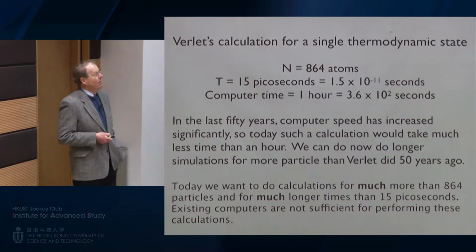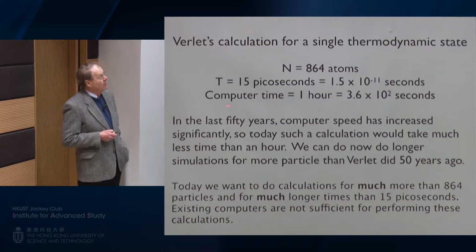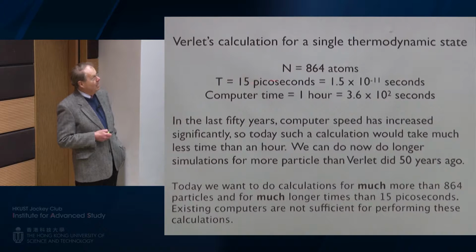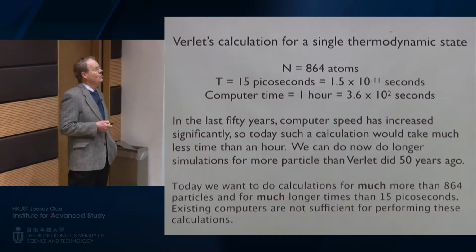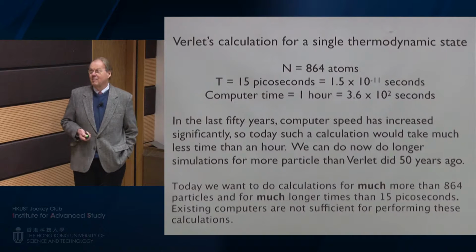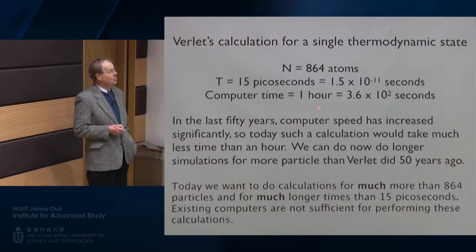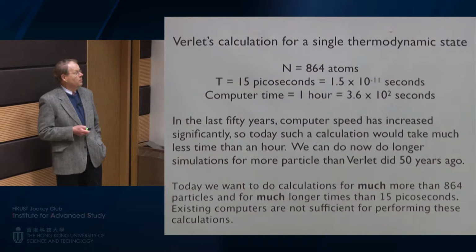So the computer is much slower than the atoms themselves are. The atoms are an analog computer in a sense. They can get through 1.5 times 10 to the minus 11 seconds in 1.5 times 10 to the minus 11 seconds. But the computer takes 10 to the 13 times as much computation. And this points out one of the real limitations on these calculations.